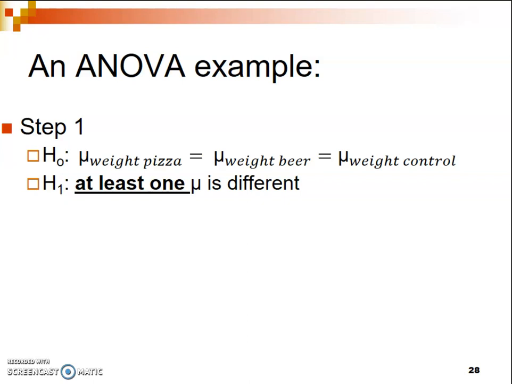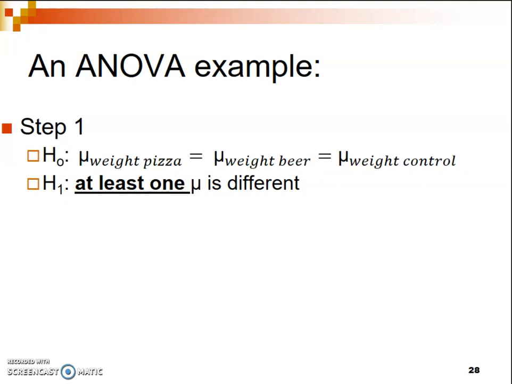So with ANOVA, it's no different. We still have our 2 competing hypotheses. One of the major differences you'll notice here is in how our null hypothesis looks compared to our alternative hypothesis.